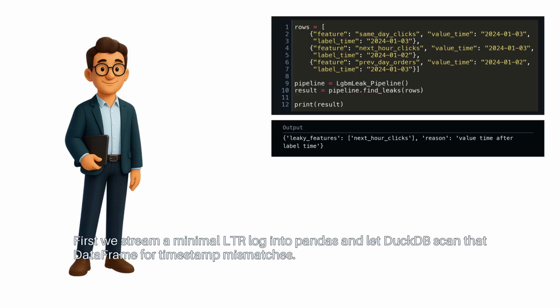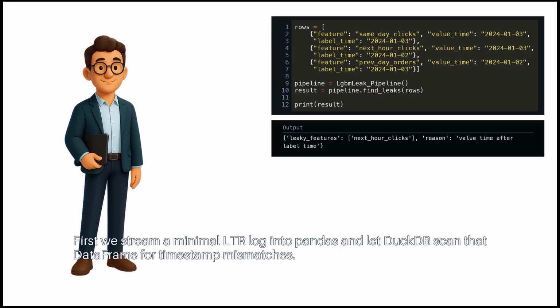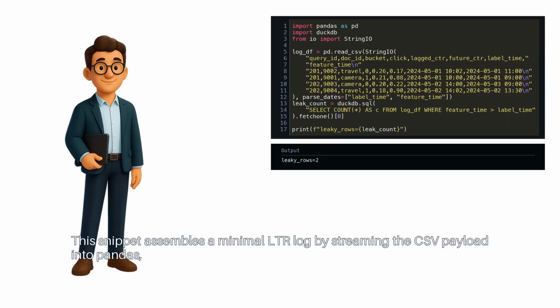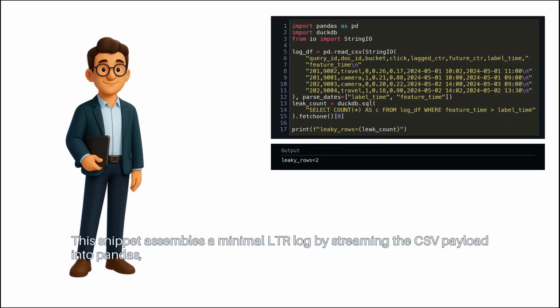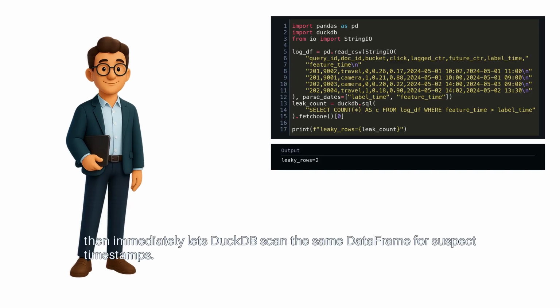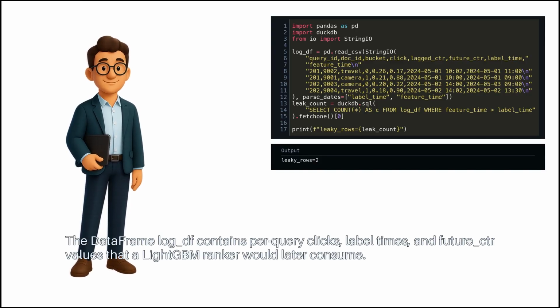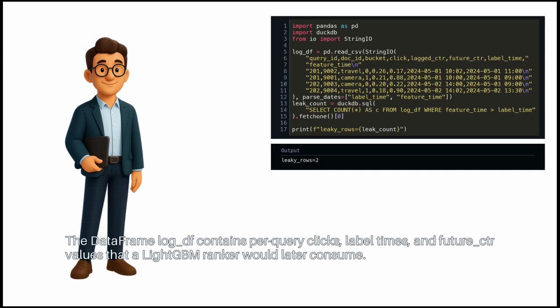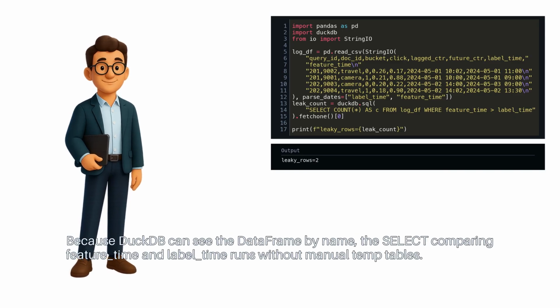First, we stream a minimal LTR log into pandas and let DuckDB scan that data frame for timestamp mismatches. This snippet assembles a minimal LTR log by streaming the CSV payload into pandas, then immediately lets DuckDB scan the same data frame for suspect timestamps. The data frame logdf contains per query clicks, label times, and future CTR values that a LightGBM ranker would later consume.